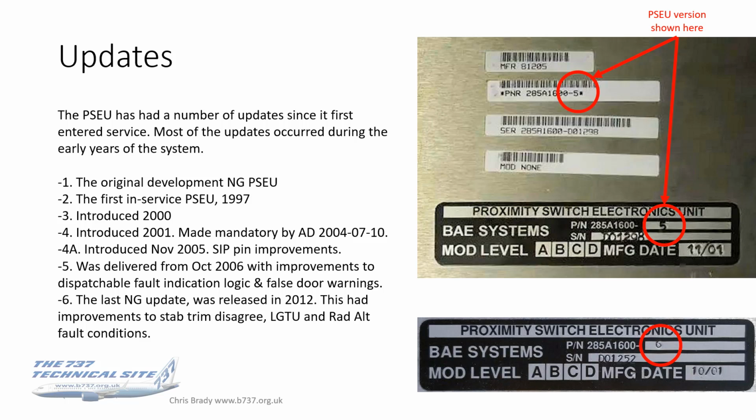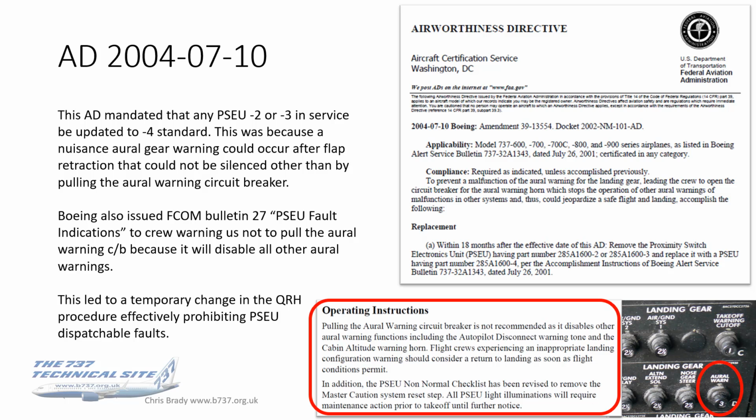That was made mandatory by AD 2004-0710, which I think I mentioned in a couple of slides. The 4A was introduced in November 2005, which had SIP pin improvements, and the 5 came in '06, with improvements to dispatchable fault condition indication logic and false door warnings. And the last update was the -6, came in 2012, and had improvements to things like the stab trim, disagreed landing gear transfer unit, and the rad-alt fault conditions. So there hasn't been a later PSEU than the Dash 6, other than of course the Max one, which was a whole new PSEU.